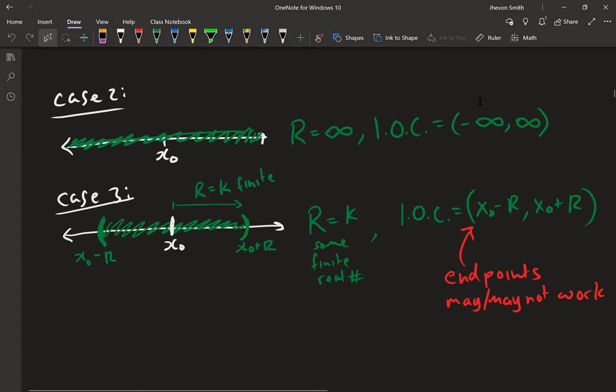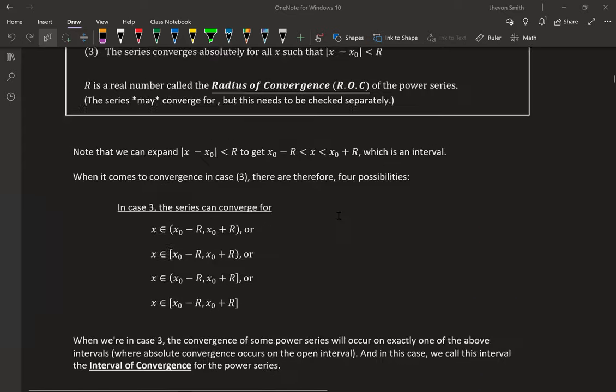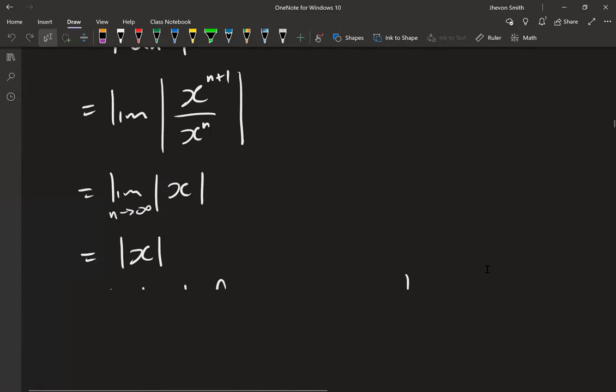How do you get the interval of absolute convergence and conditional convergence? Well, as is mentioned here, the convergence on this interval, |x minus x naught| less than r, is always absolute. Conditional convergence would come in at maybe the endpoints. So we did an example yesterday.